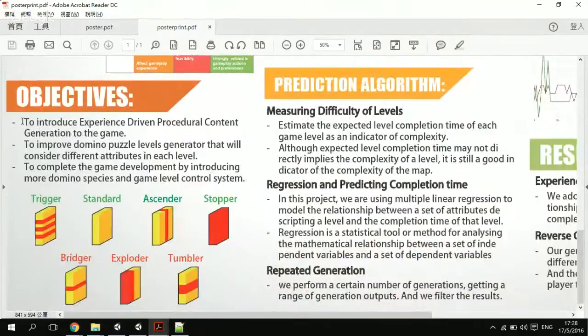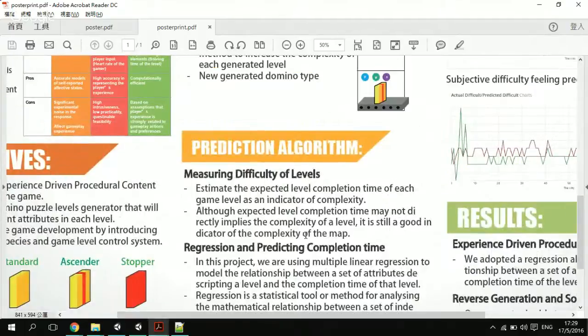In this semester, our first objective is to introduce EDPCG. Second is to improve our domino puzzle game, which will consider different attributes in each level. The last one is to complete the game development by introducing more domino types and a game level control system. These four are the domino types that we implemented in the last semester, and these three are the domino types that we implement this semester.